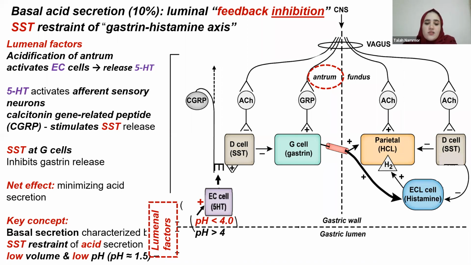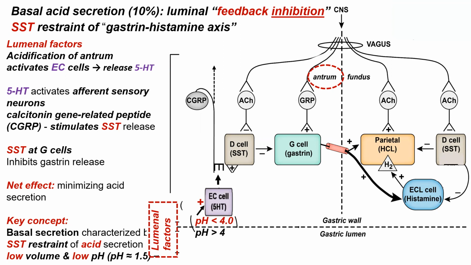It all depends on the pH. When they see that the pH became lower than 4, this is a stimulus for the serotonin cells, the interchromaffin cells, to work. So they will release serotonin. This serotonin is what activates the somatostatin. Okay? Is this clear? Or did you guys get confused?